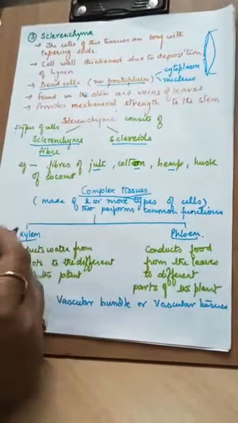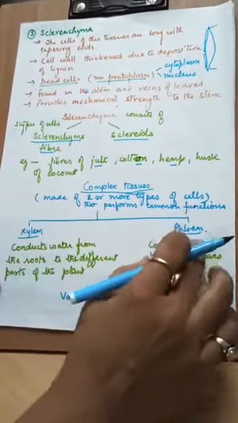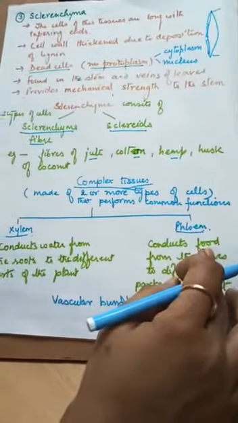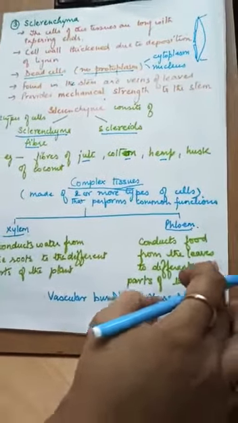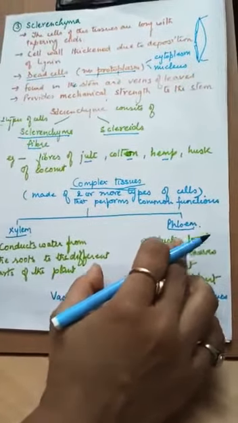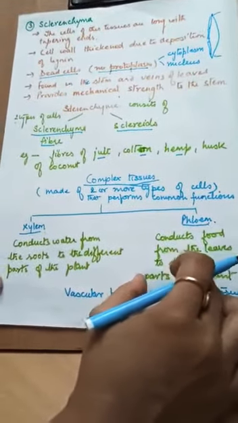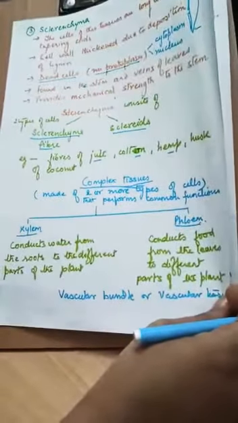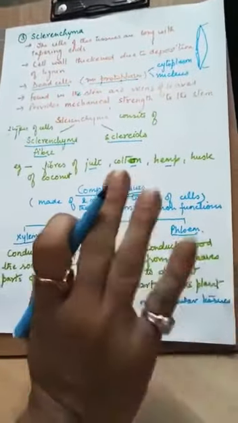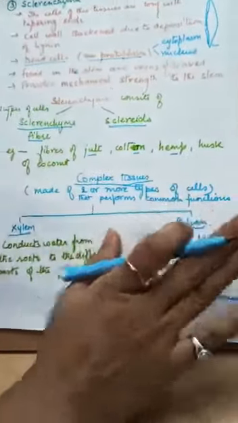Xylem comprises 4 types of cells. It is given in your book. Phloem comprises 4 types of cells. It is again given in your book, but in your syllabus only this much is prescribed. You can go through the part, but it will not be asked in your exam. So hope you have understood the chapter. Again we have revised it and done it well.